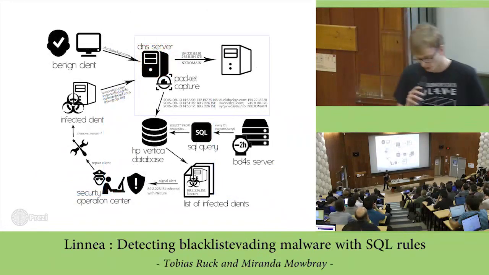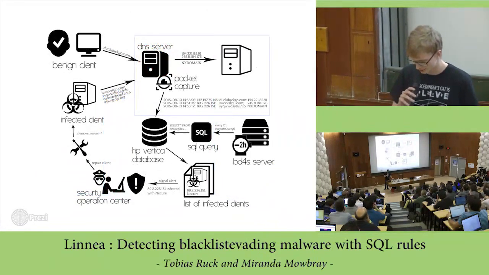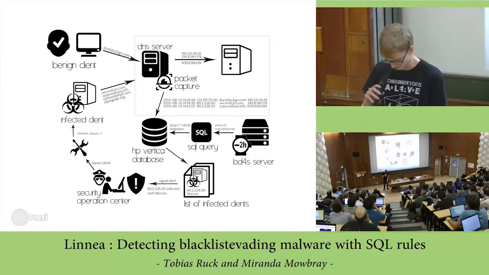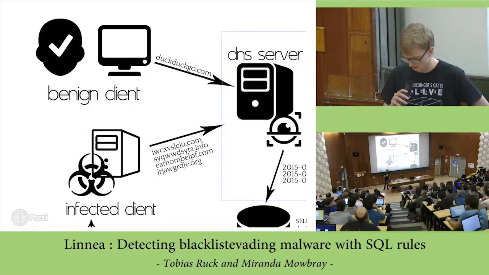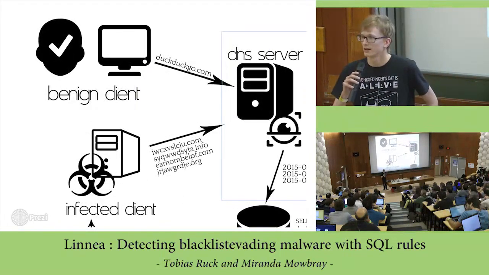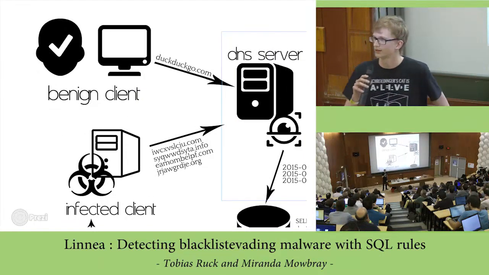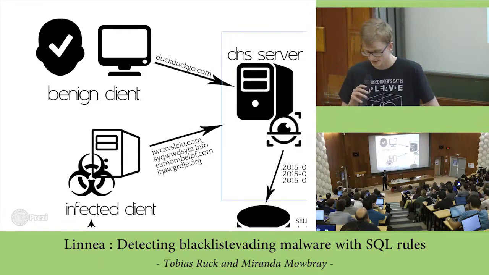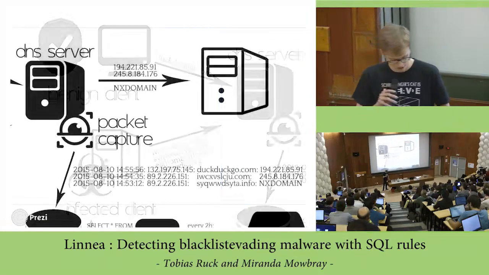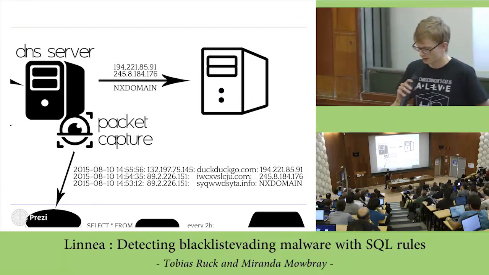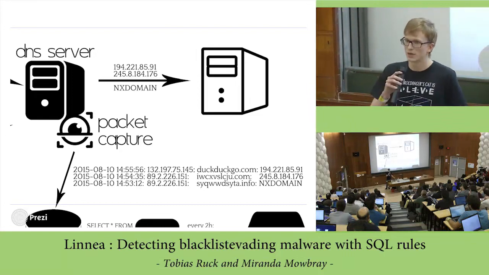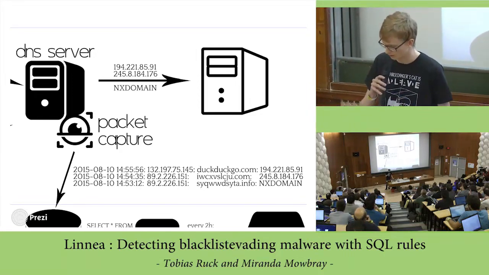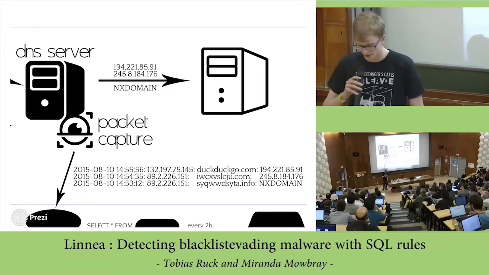So the overall architecture is like this. Both benign and infected clients are going to do all different kinds of domain requests, and they will all send them to a DNS server. The DNS server will evaluate the query, and it will either respond with an IP to connect to, or with an NX domain if there's no such domain. If you know DNS packets, that should be all very clear.